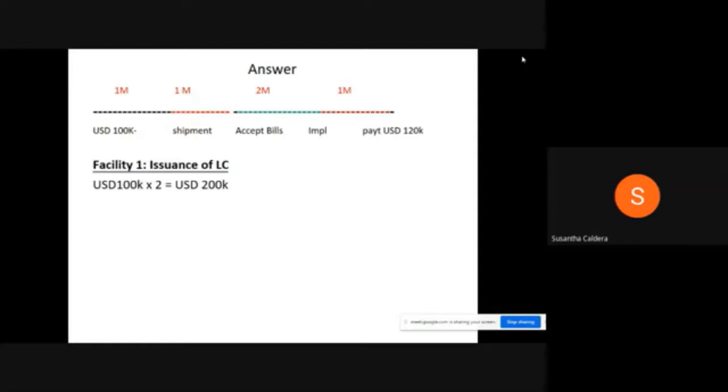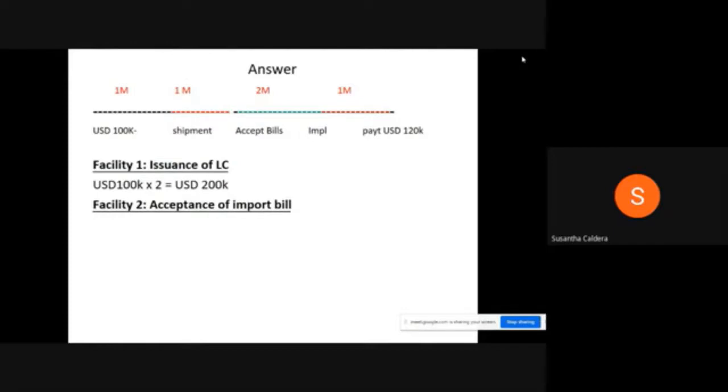Then the facility we have to give to them, we have to show in dollars or rupees. In rupees. The facility we have to show in rupees. US dollars 200,000 into 200, that is ₹40 million. Then the second one, acceptance of import bill.